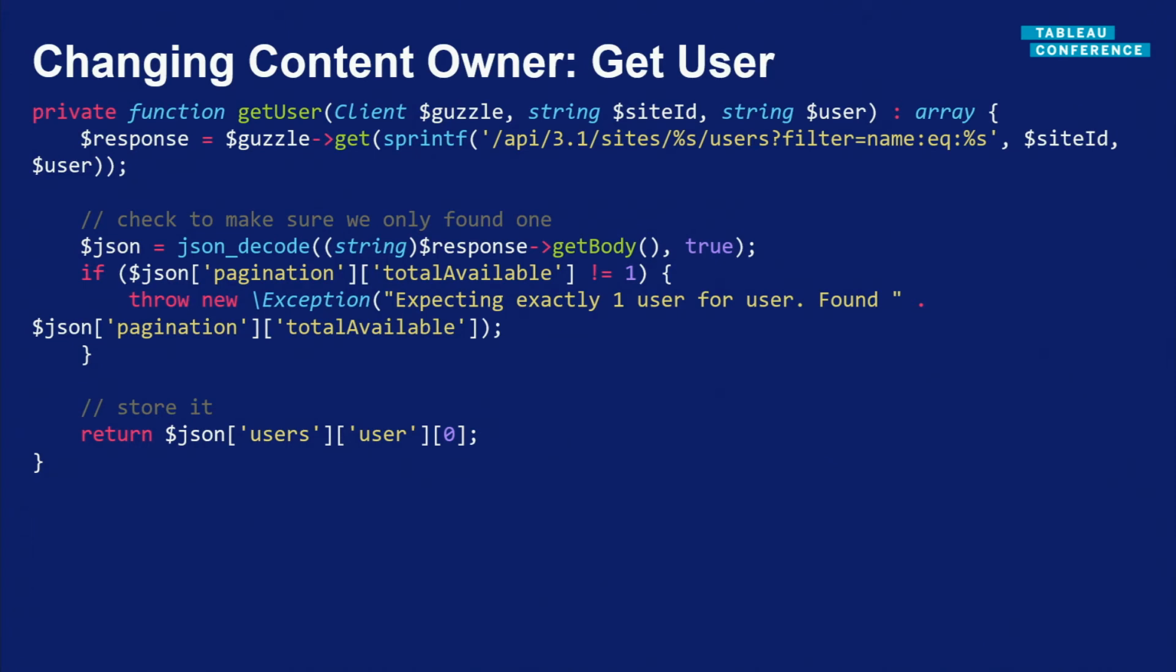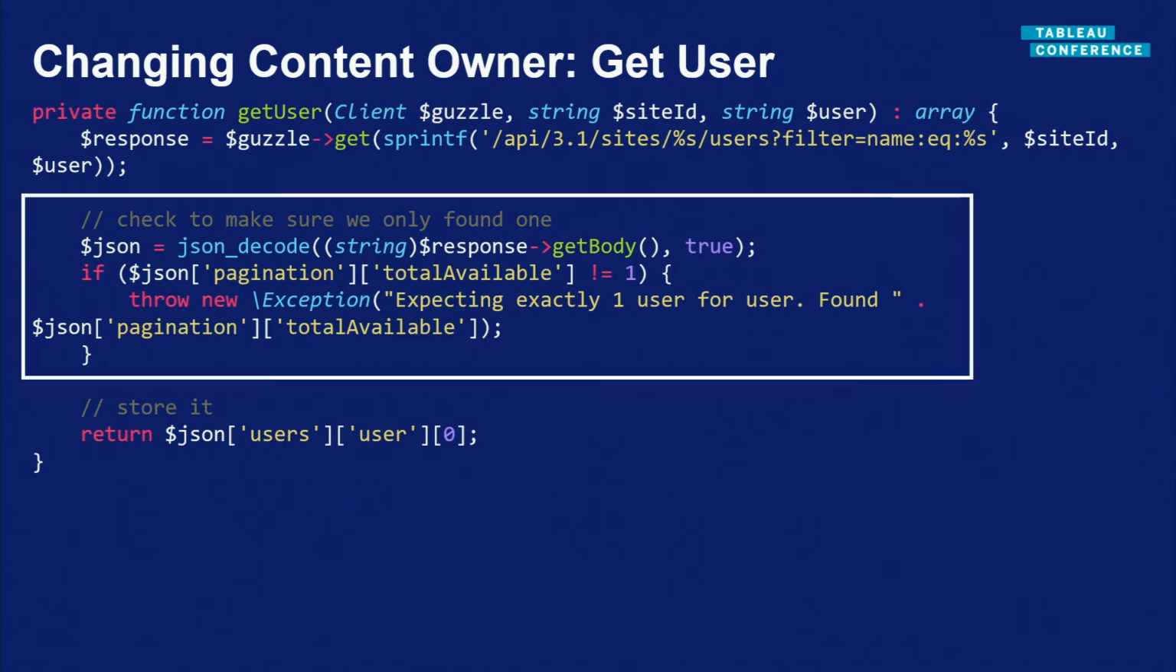And because I'm going to be getting both the current owner of the workbook and a new owner to transfer ownership to, I've created a function here that will allow me to reuse some code that will get the user using a filter. And we're also going to make sure that using the pagination object, there's only one record returned, because we're looking for a specific owner. So if we get multiple results, we probably need to refine our search a little bit. And finally, it's going to return the user.